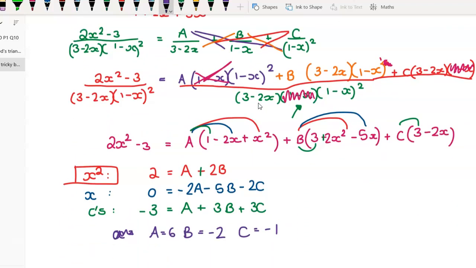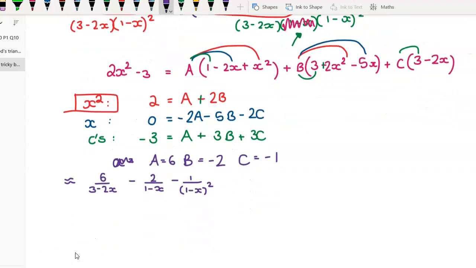So we've got A over 3 minus 2x. Right, so we've got 6 over 3 minus 2x. Minus 2, because that's our B, over 1 minus x. Plus C, which is minus 1, over 1 minus x squared. Okay, now you should recognise this from earlier.